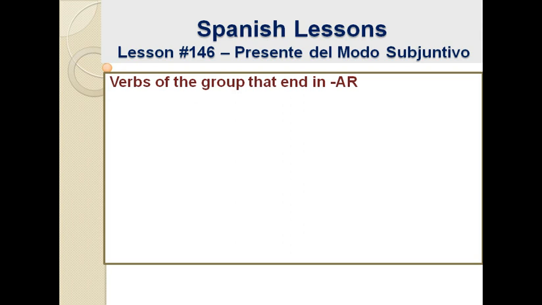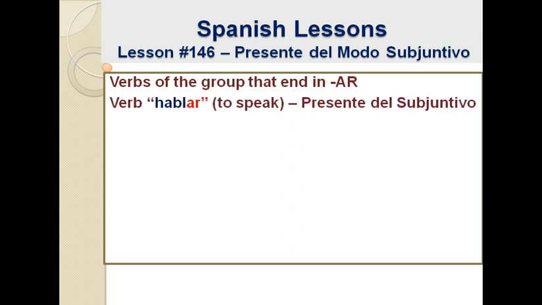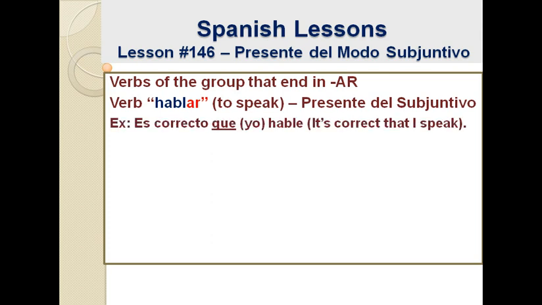Each one of those groups of verbs has its own rules, right? That's why we learn separately how to conjugate for each one of those groups. So we will begin with the first group, and we will take the verb hablar, or the verb to speak, as an example to translate into the presente del subjuntivo. Okay? Our example is es correcto que yo hable. It is correct that I speak. Okay?